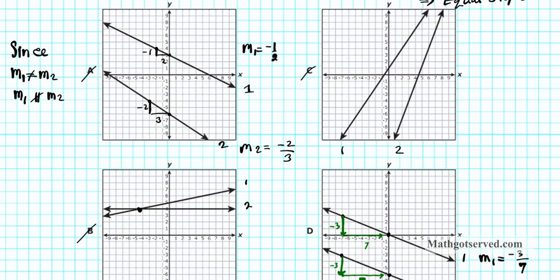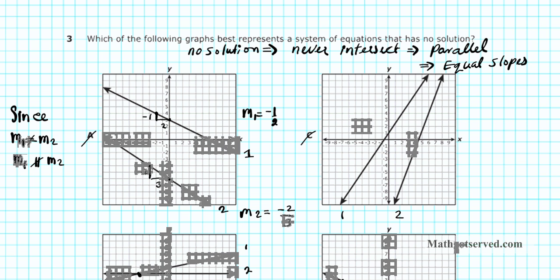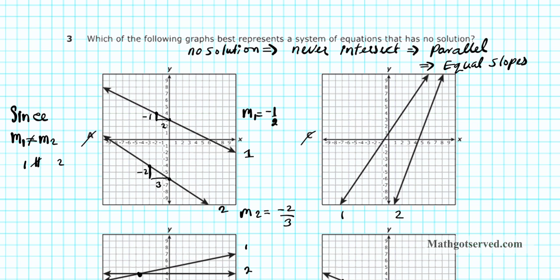And let's go back to this option A right here. I was supposed to say that line 1 is not parallel. So here line 1 is not parallel to line 2 because their slopes are not identical.